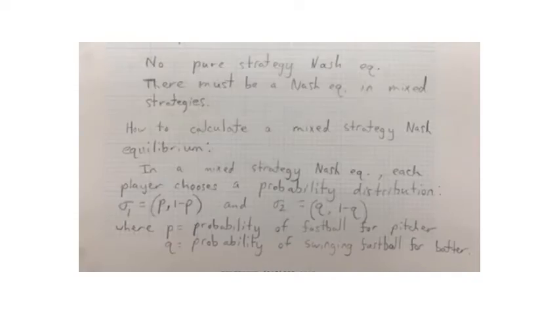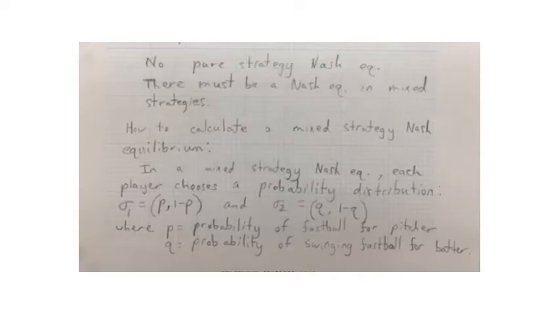So again, there are no pure strategy Nash equilibria in this case. So there must be a Nash equilibrium in mixed strategies. So how do we calculate a mixed strategy Nash equilibrium? Well, in a mixed strategy Nash equilibrium, each player chooses a probability distribution. Player 1 chooses sigma 1, which is just a probability distribution, p and 1 minus p. P meaning the probability that they choose fastball in a given pitch. 1 minus p is the probability in this case of breaking ball.